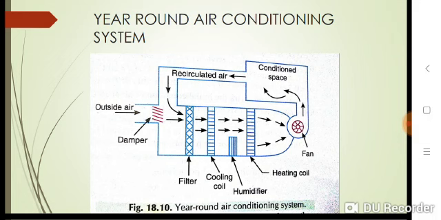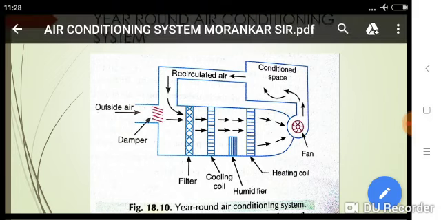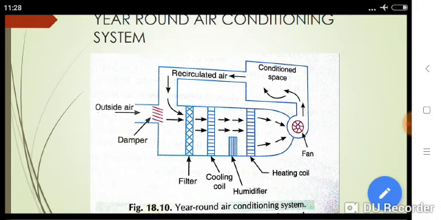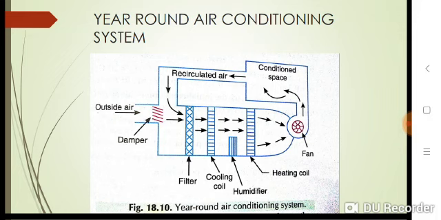Okay, and the next one is year round air conditioning system. As the name suggests, if we use the summer air conditioning system at one place and winter at another place, if we use both separately then it increases the size and the cost is more. If both these things become one unit, then it's very beneficial for us. So the year round air conditioning system is employed for that.